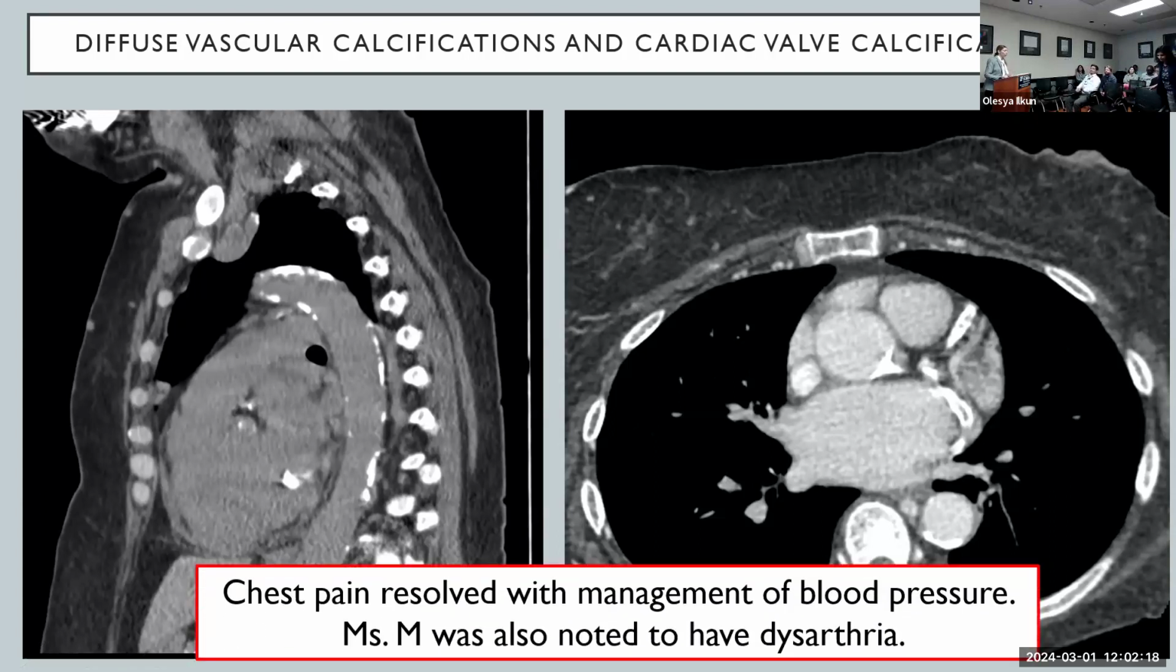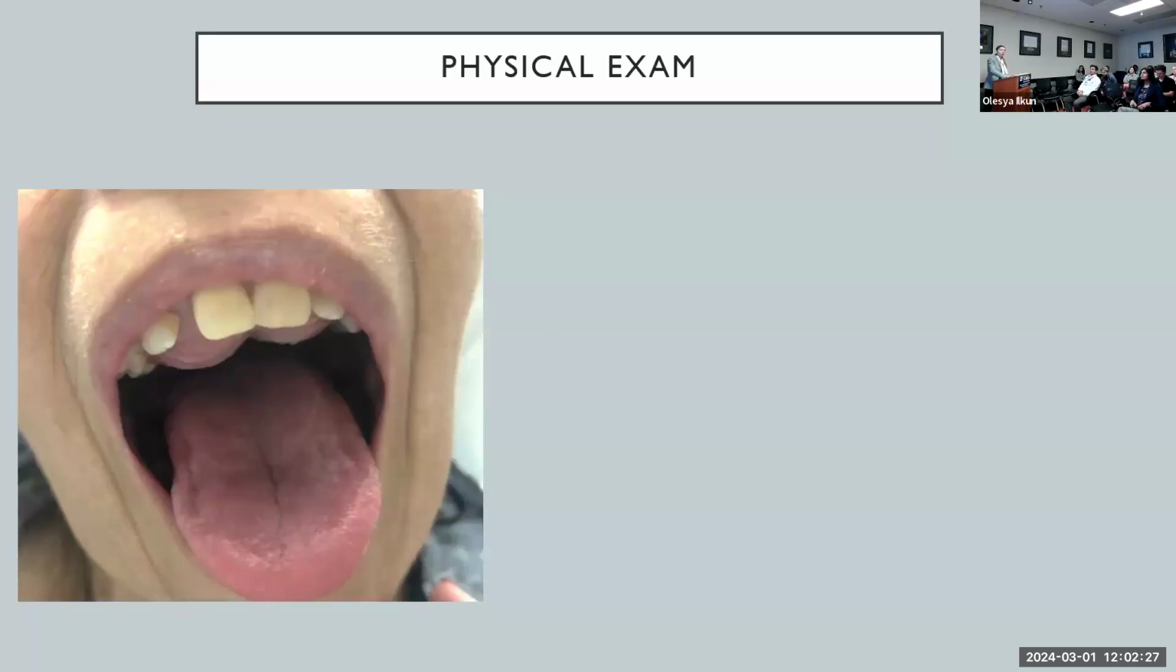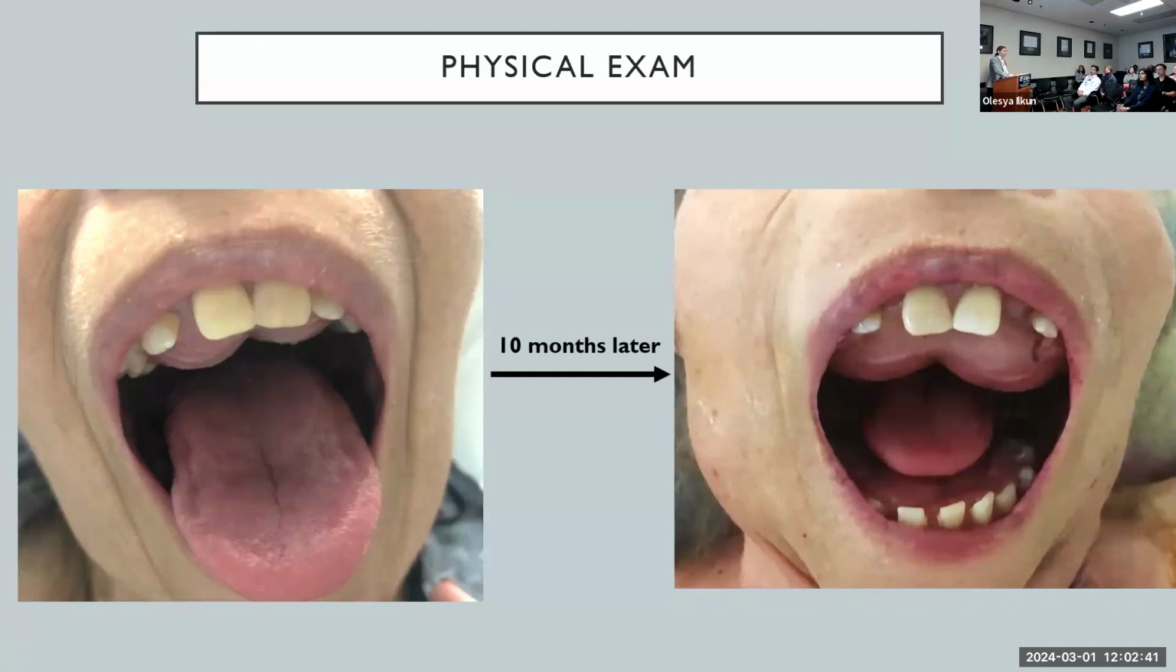Her chest pain resolved with management of her blood pressure, but Miss M was also found to have dysarthria. This is what her physical exam looked like at that time, which was March of last year. And without giving away what I'm looking at, this is what her exam looked like 10 months later. As you can see, looking at the hard palate, it was already quite pronounced over a year ago, and you can see how much it has hypertrophied now.